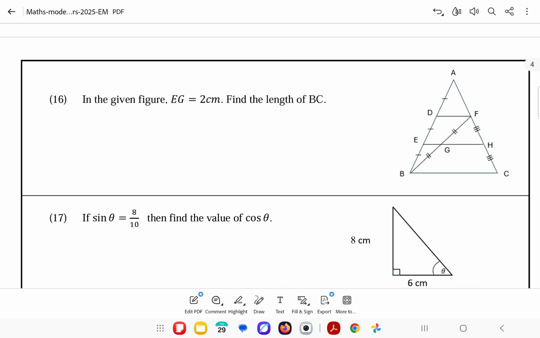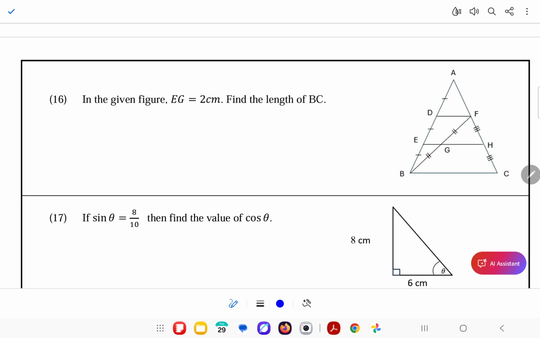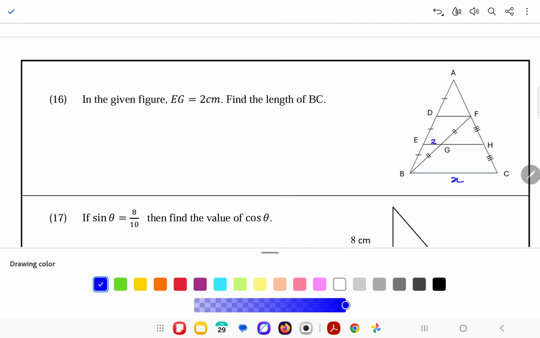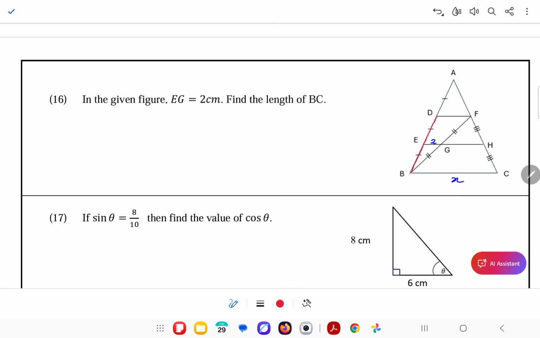Then let's look at question number 16. In the given figure, EG is 2 centimeters. EG, this one is 2. Find the length of BC. We need to find this length. Let me label it as X. Right. So this one you have to use the midpoint triangle theorem. So focus on this triangle, BDF triangle. Focus on that triangle.